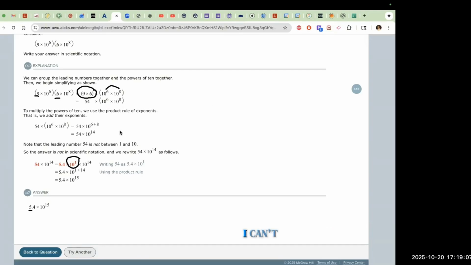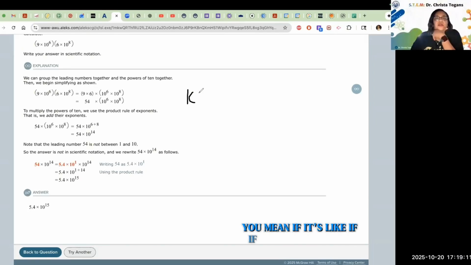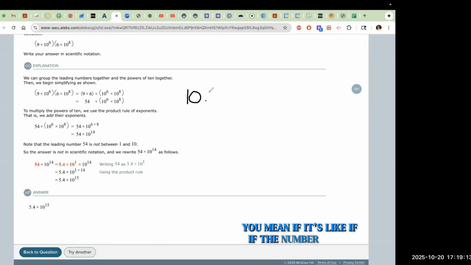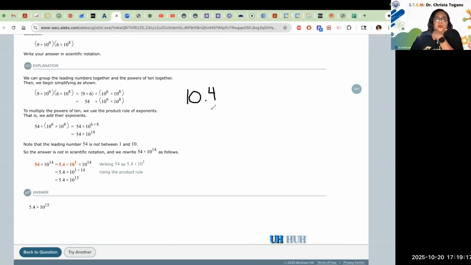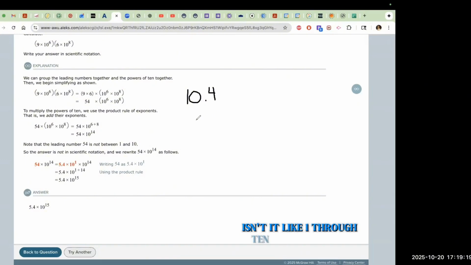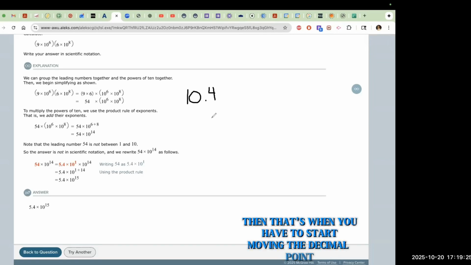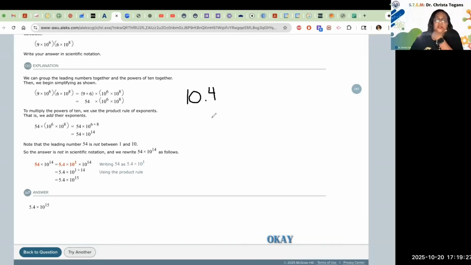Or not? I can't remember. You mean if the number ended up 10.4, correct? Isn't it like 1 through 10 for the whole number, and then anything after that, that's when you have to start moving the decimal point? Yes. Yes.